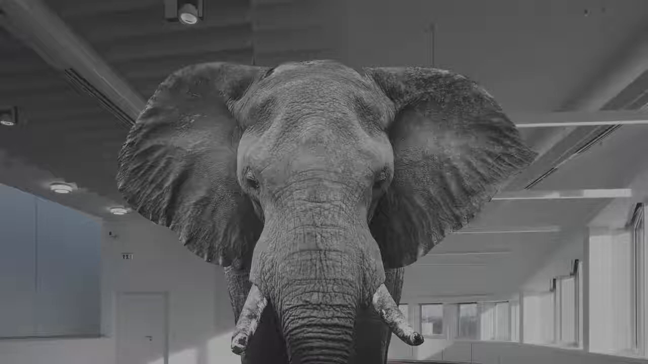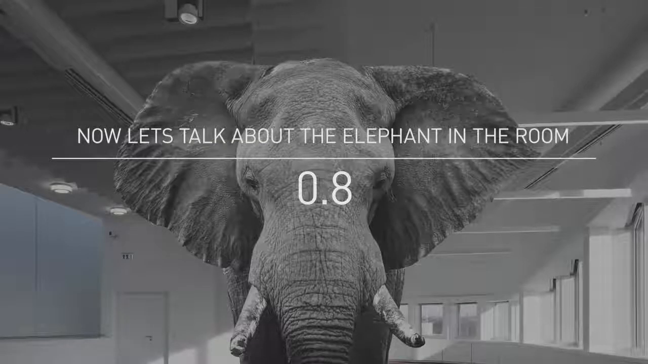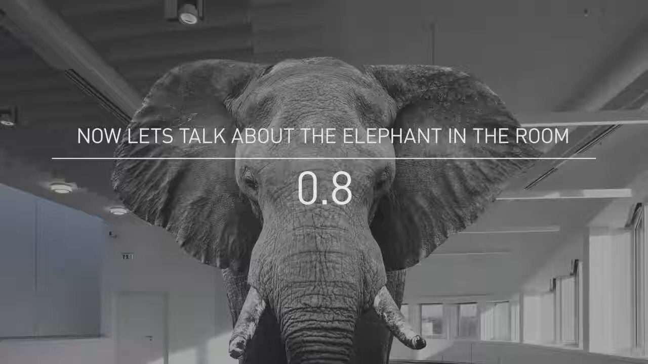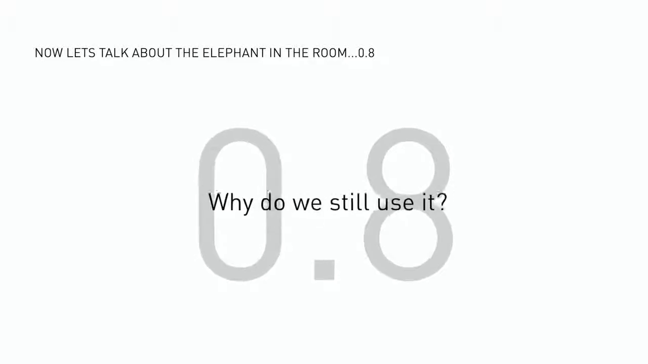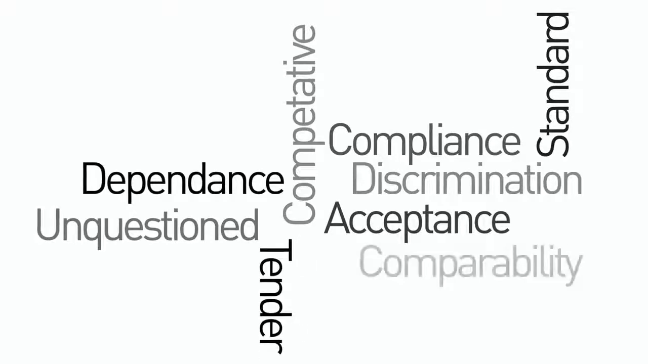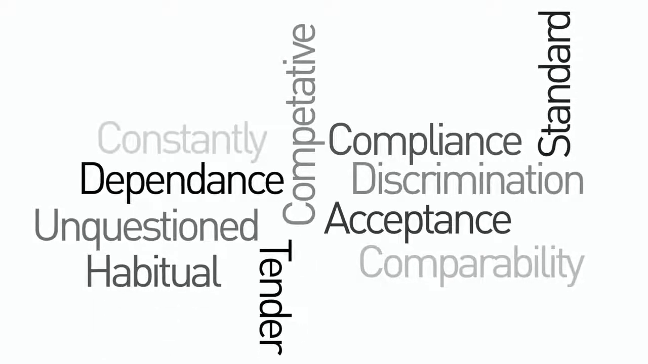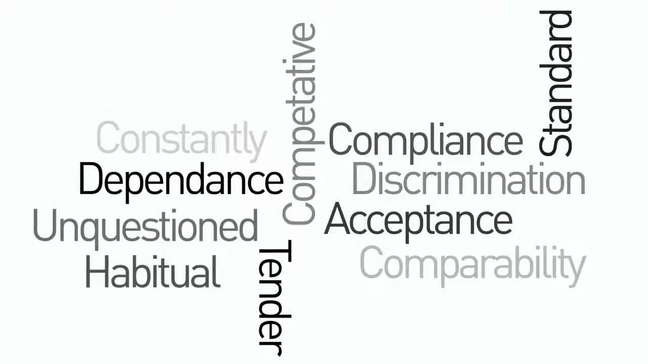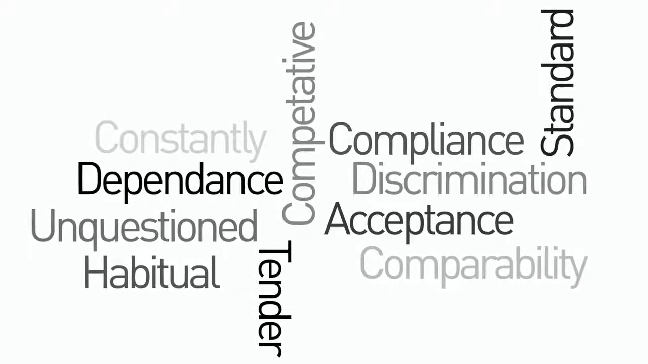So let's finally talk about the elephant in the room. 0.8, the maintenance factor. Why do we still use it? That default number, everybody uses 0.8. It's habit. There's a dependence, because everybody else does. The tender might say so. Acceptance, discrimination. So some people use it because they think they may be discriminated against if they use another maintenance factor. They also think they're complying to some kind of regulation. And there is no regulation that is stating that you should use 0.8.